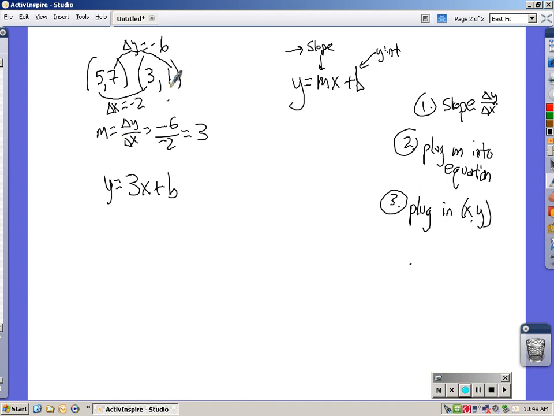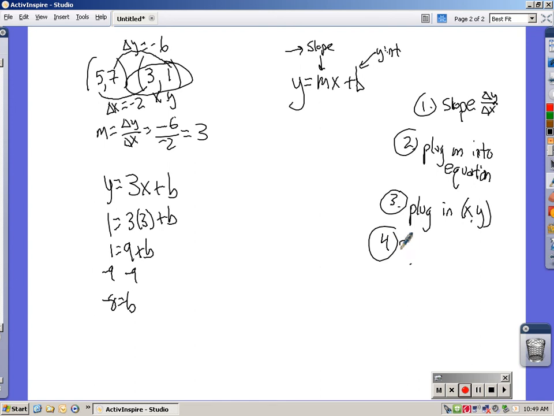So I can pick either one. I'll just pick this one just because. Points come in the form xy, as you know. Y is 1, when x is 3. And now I can solve this for b. 3 times 3 is 9. Subtract 9 from both sides. Negative 8. Looks like b is negative 8. So the fourth thing I did was I solved for b.